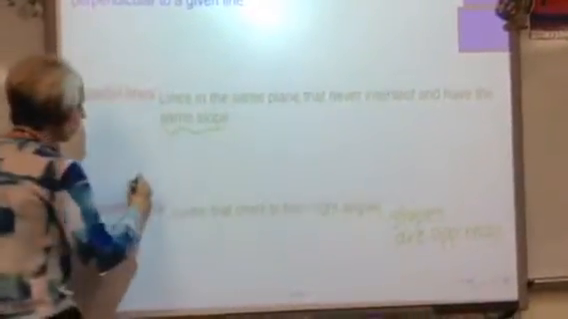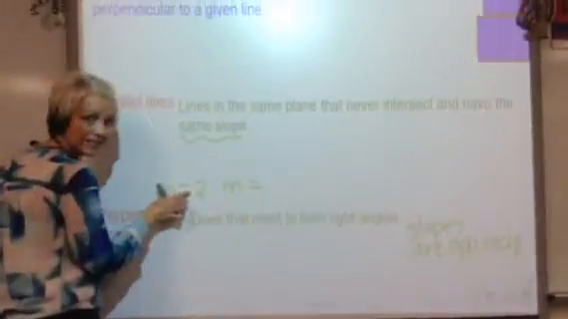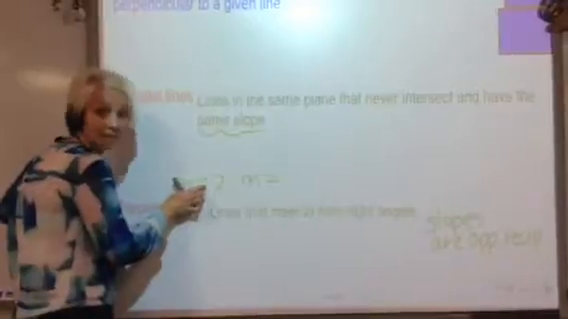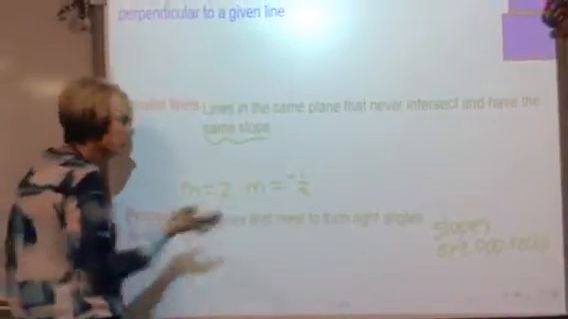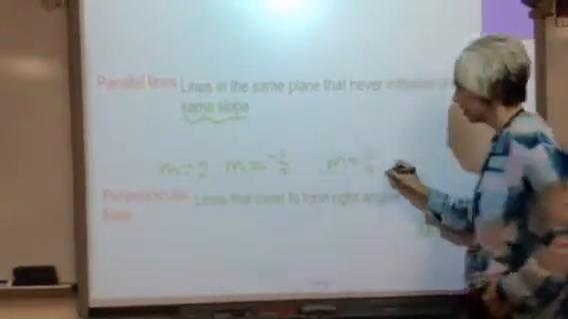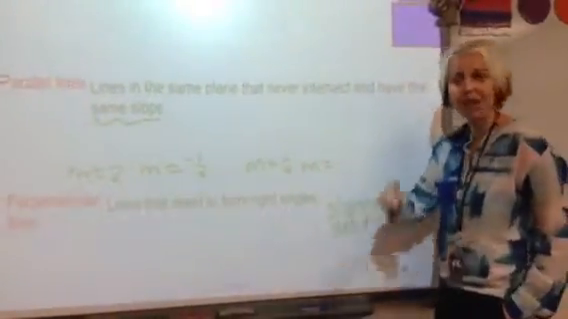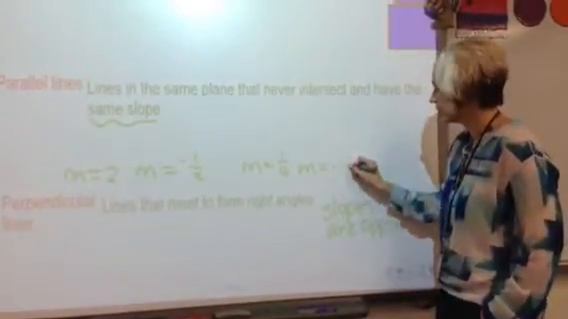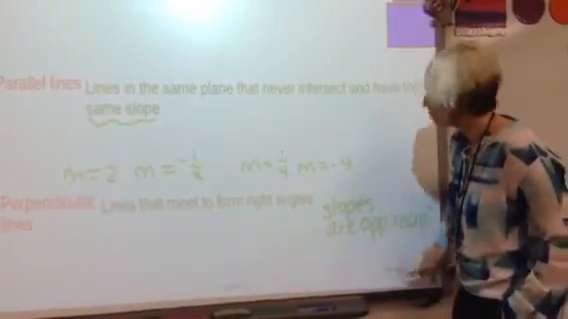If one of the lines has a slope of 2, the other would be the opposite, so negative, and the reciprocal, so that would be negative 1/2. These are opposite reciprocals of one another. Let's try another one. If the slope is 1/4, then the slope of a perpendicular line would be the opposite, which would be negative, and the reciprocal, which would be 4, so negative 4. So opposite reciprocals of each other.